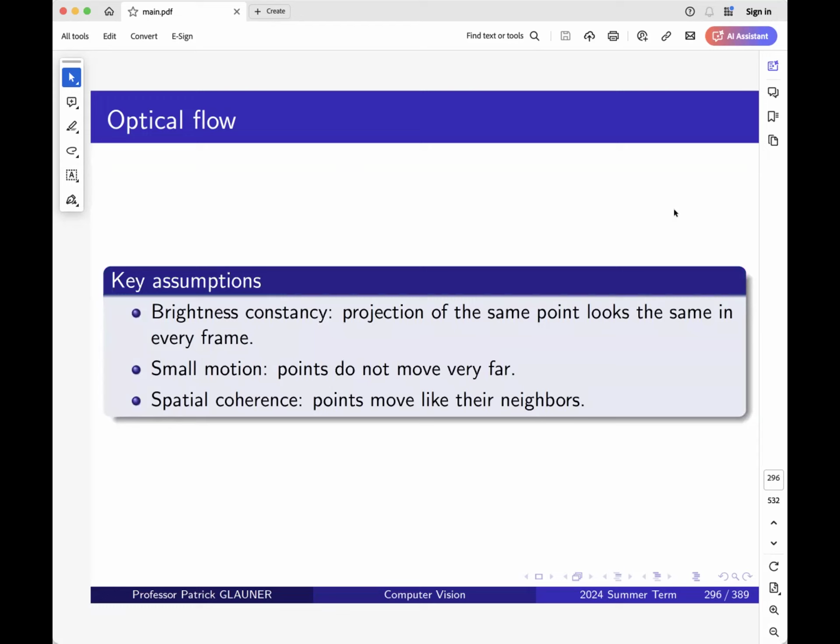There are a few assumptions we are making. We are assuming that the brightness is constant. So we look at the projection of the same points, and the points always have the same brightness in one image or the other. We assume there are small motions and that points move like their neighbors.